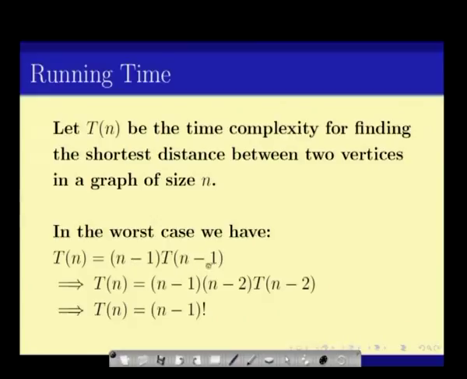So, it is n minus 1 times T(n minus 1), and if you do it again, this is n minus 1 times n minus 2 times T(n minus 2), and you keep on doing it, it is n minus 1 factorial. So, the runtime of this algorithm that I described is n minus 1 factorial, not good at all. You can prove that this object is bigger than 2 to the power n. It is a massive number.